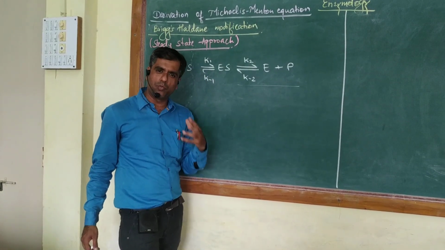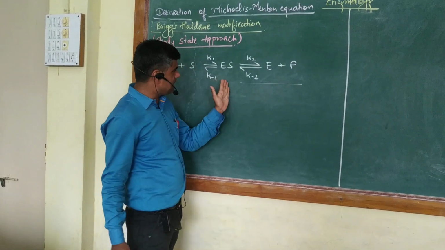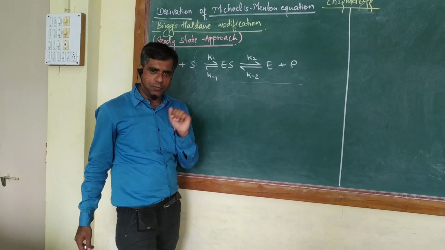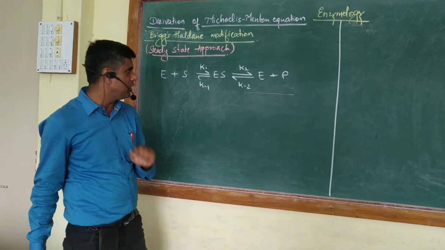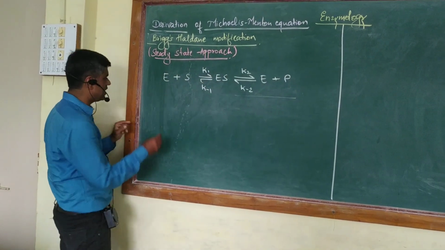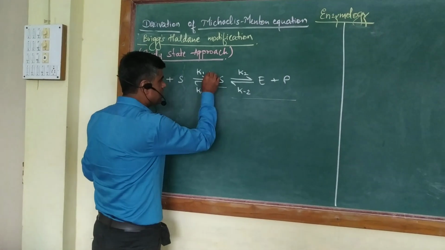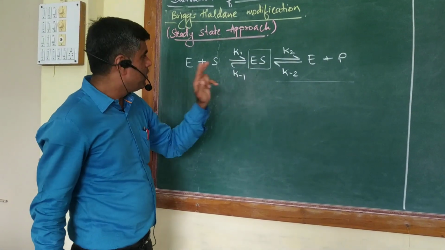Most enzymes work at a very fast rate, wherein ES gets converted to E plus P very quickly, which will disturb this equilibrium. But with time, it is found that the concentration of ES remains constant. So remember this, the steady state approach says that the concentration of ES remains constant.